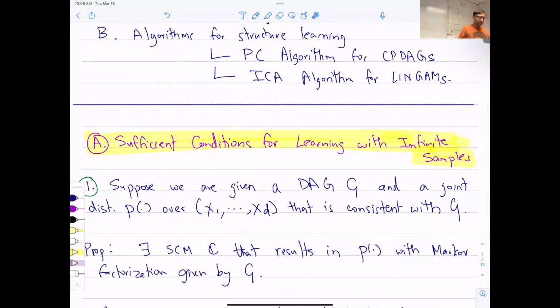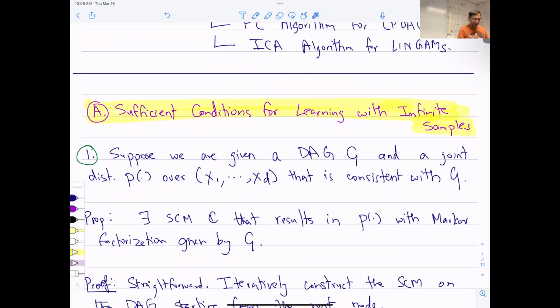So suppose we are given a DAG, and a joint distribution over the random variables x1 through xd. Before we do learning, is there a structural causal model that is consistent with this? You see the question? I've given you the DAG structure, the graph structure. And I give you a joint distribution as well, the P function. I give not just structure, I've actually given you the joint distribution.